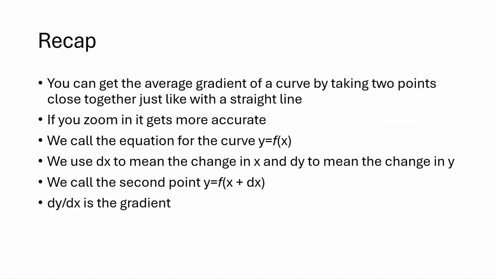So, quick recap. You can get the average gradient of a curve by taking 2 points close together, just like it's a straight line, or if you zoom in, it gets more accurate. We call the equation of a curve y as a function of x.